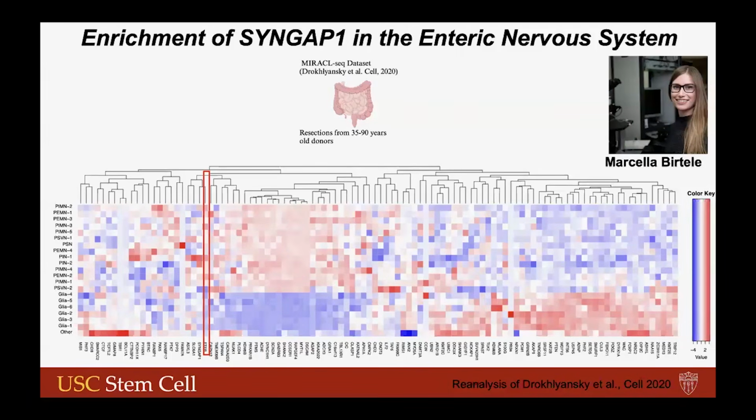Marcella Birtele really got passionate about this question of understanding whether SYNGAP1 could also affect another type of neuron, the enteric neurons. And so she did a first analysis looking at the expression of autism genes in the adult enteric nervous system. And she found that SYNGAP1 is indeed expressed in enteric neurons, along with a bunch of other genes that you can see here, highlighted.